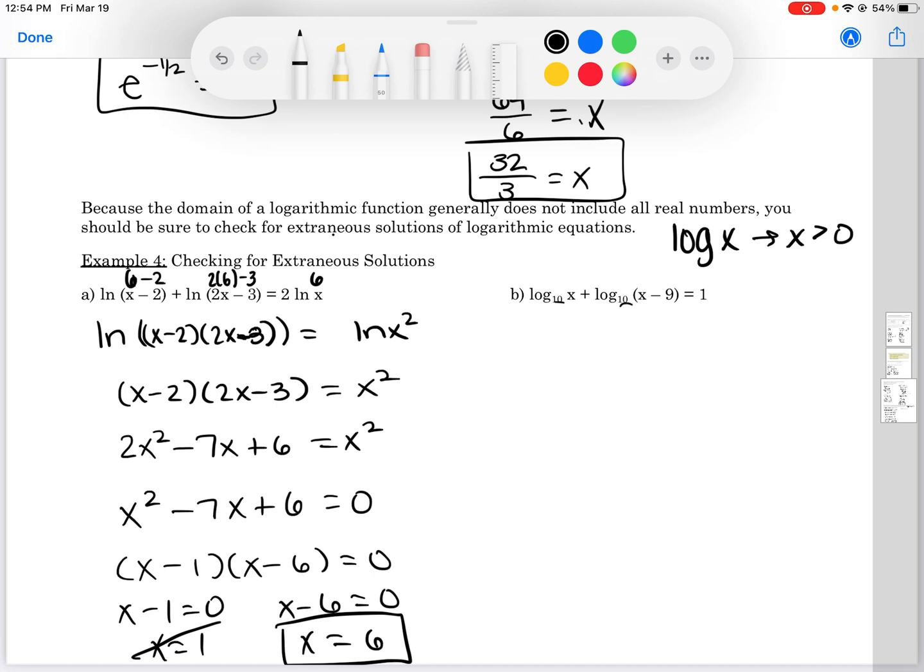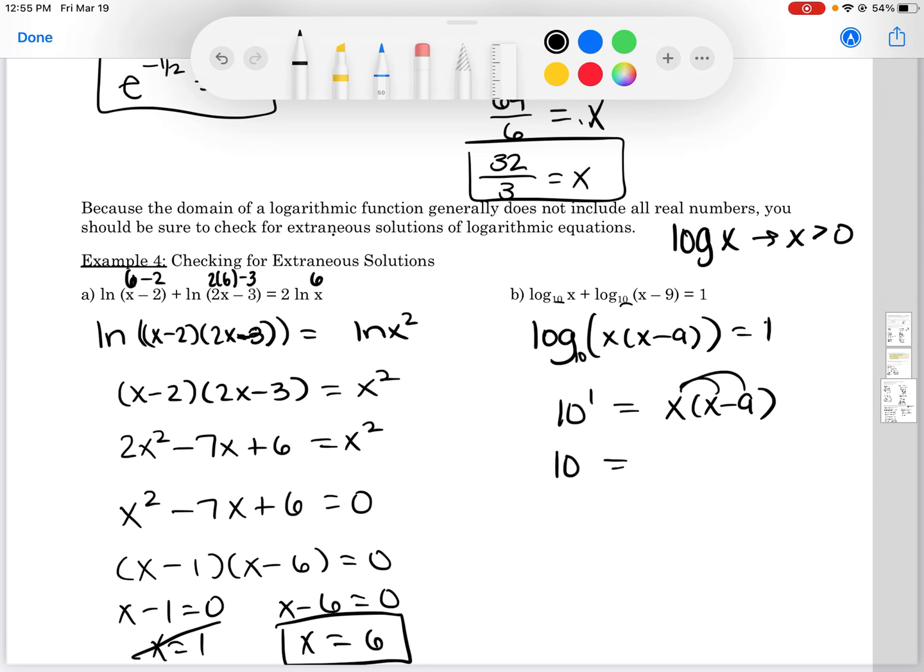Next one, same concept. They both have a log base 10. Remember, I don't technically have to write that 10 there. But I can use that addition rule to multiply. Okay. Remember that 10 is really the base, so 10 to the 1st power is equal to that stuff in parentheses. I can multiply. I can multiply. So that's x squared minus 9x. I'll get the 10 to the other side.